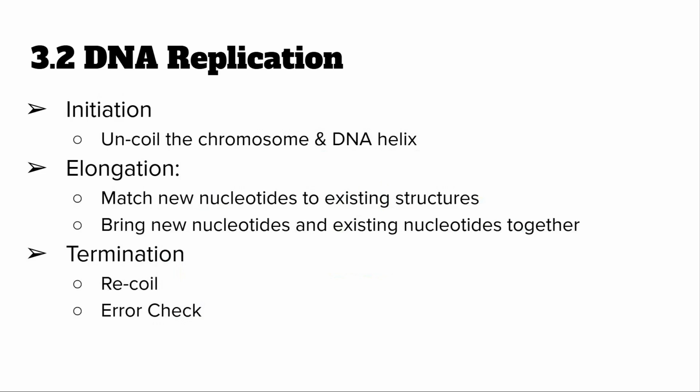That process happens in 3 main steps: initiation, elongation, and termination, where that DNA helix is uncoiled. The chromosomes are spread out, so it's not condensed. The helix itself is separated and new nucleotides are added in. The new nucleotides are always matched to the existing nucleotides, and then they are brought back together so that those hydrogen bonds can form and hold the 2 halves of that ladder together. Then it's coiled back up and it's checked for errors.